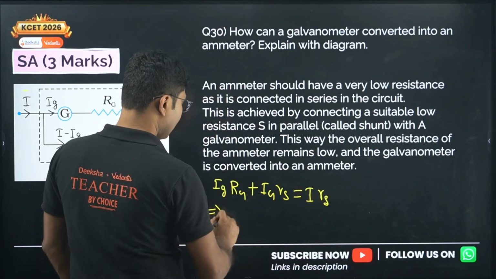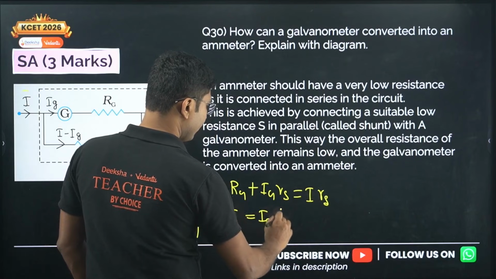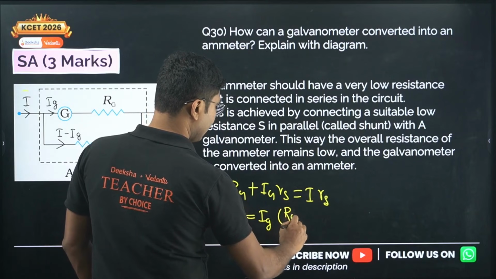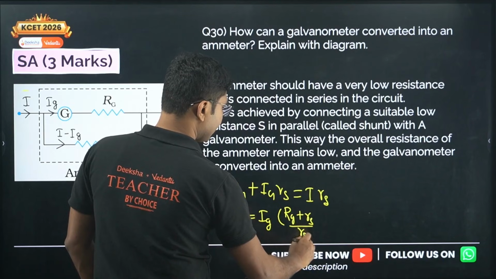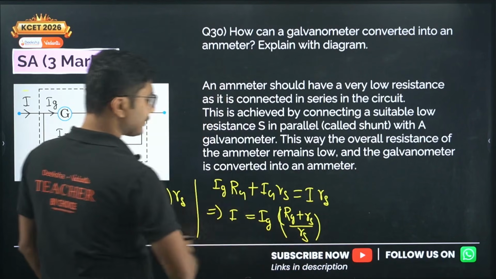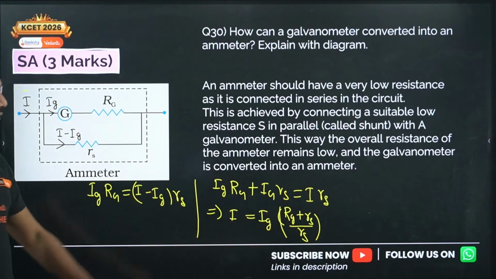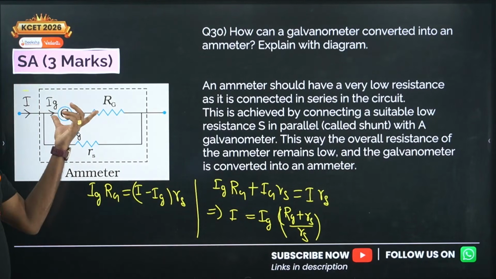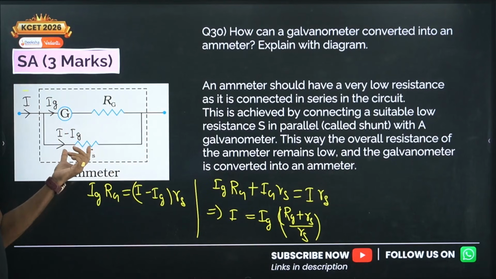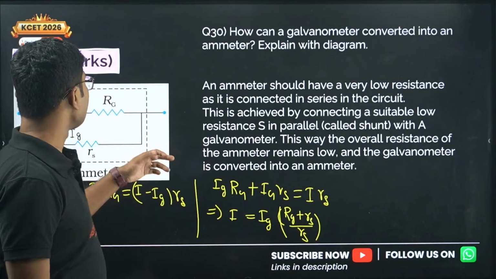So I equals Ig into (Rg plus Rs) divided by Rs. Okay, if you can remember this expression, very good, you can directly write it. If you don't remember this expression, you have to start from here. Remember, the voltage drop across the galvanometer is the same as the voltage drop across this small resistor. Okay, so these are all the 3 marker questions.